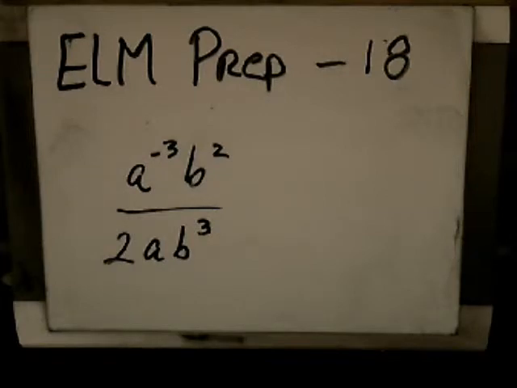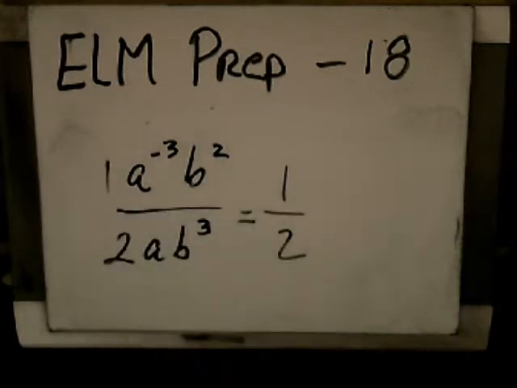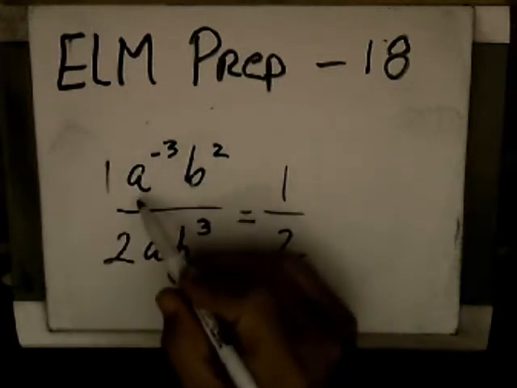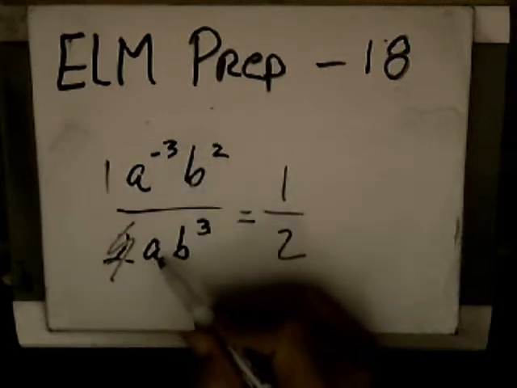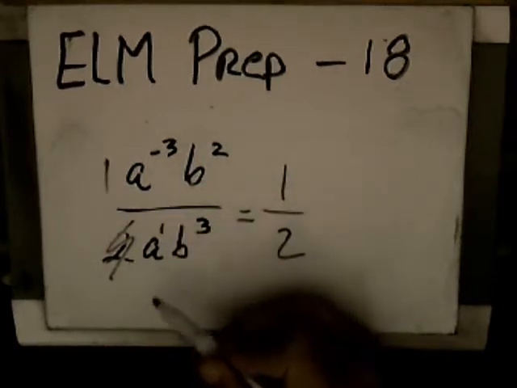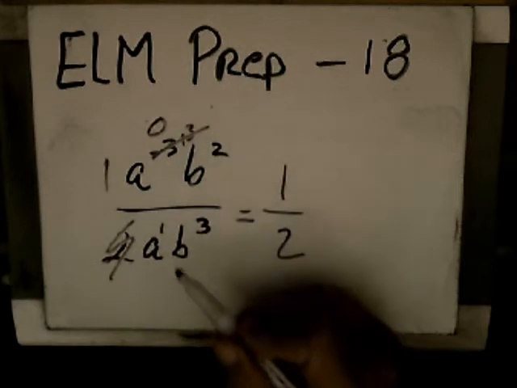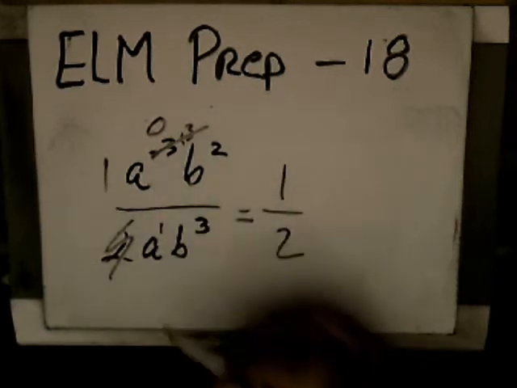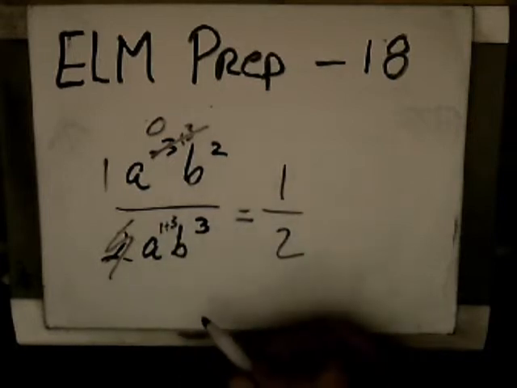Well, I want something to be equal to 0. I can't do anything about the number. That's just going to be 1 over 2. I'll just write the 1 out there. I look at my a's, though. I've got minus 3 up here and 1 down here, essentially. A plus 3 would make that a 0. So I get a to the 0 up there. Well, that's just 1, so I'm happy about that.